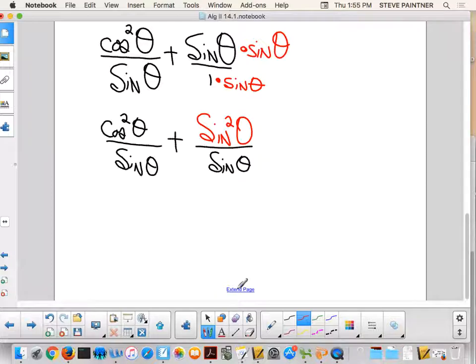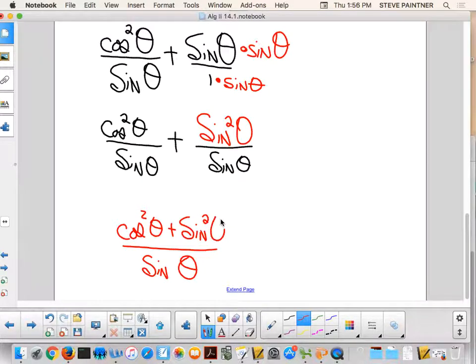You have two fractions being added together. What do you do to your common denominators? Do you add them? You don't do anything. You just leave them. It's all over sine of theta. Now what do you do with this plus this? You can't take a cosine and add it to a sine. You just leave it. It's just cosine squared theta plus sine squared theta.